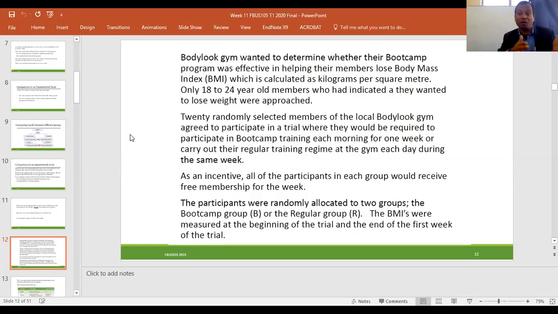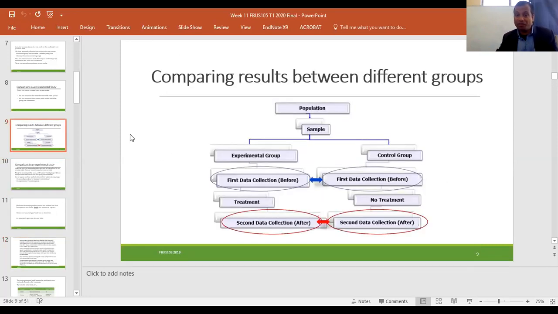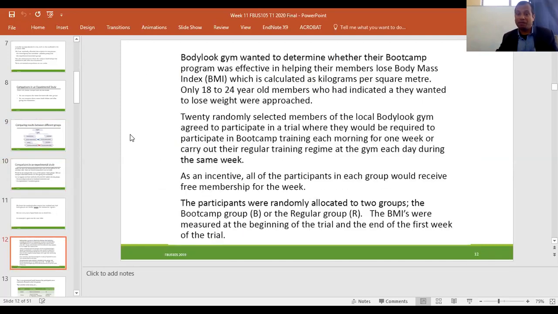Boot camp is your treatment group, just as I was talking about, and the regular group is your control group. You're not giving them anything. So the regular group is the control group, whereas the boot camp group is your treatment group, the experimental group. The BMI was measured at the beginning of the trial and at the end of the first week, I mean before the trial and after the trial.